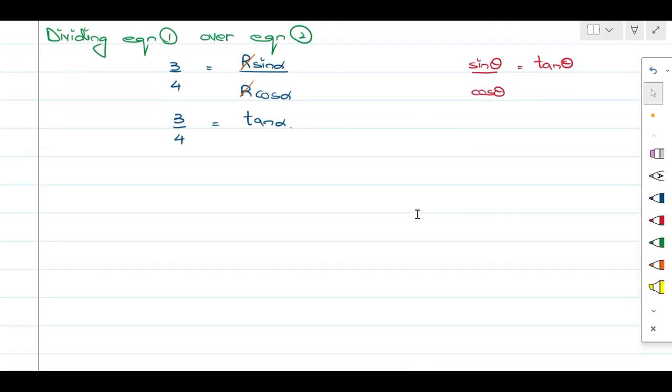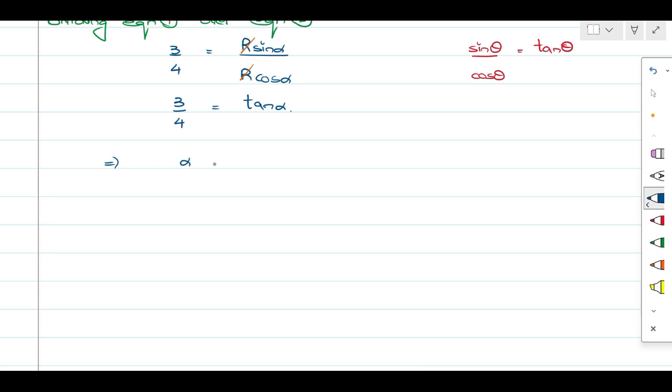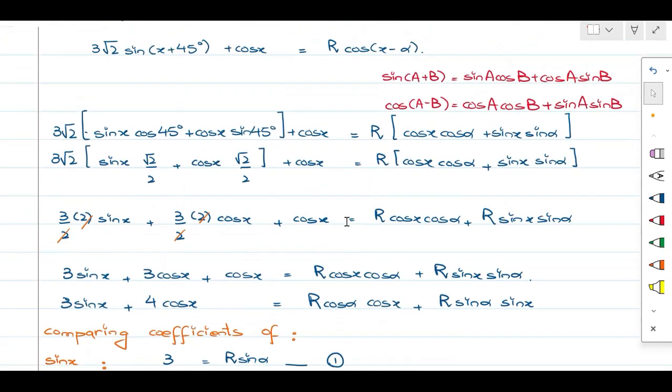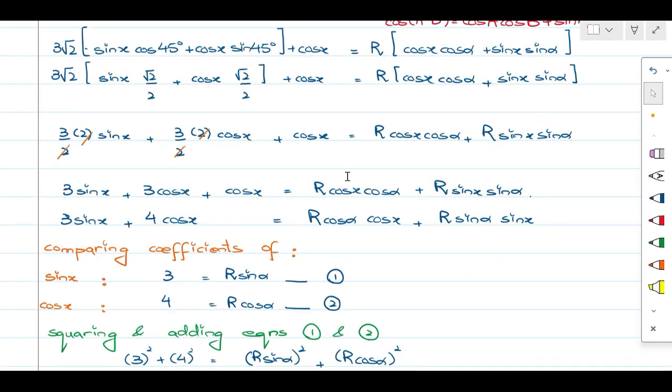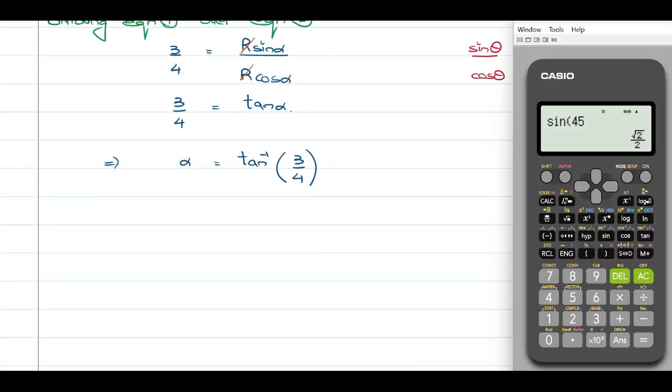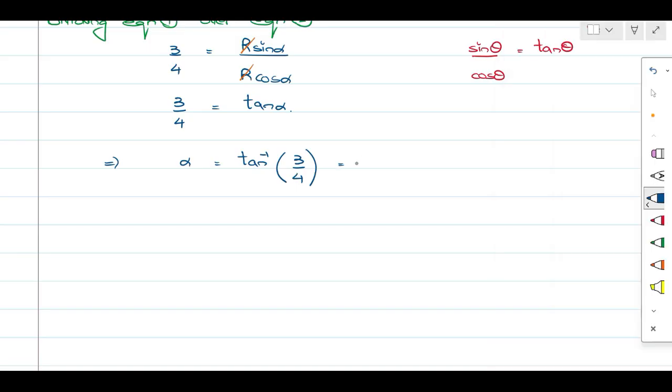Now we need to solve for the value of alpha. This implies alpha should be equal to tangent inverse of 3 by 4, and the alpha value must lie between 0 and 90 degrees, meaning in the first quadrant. Your calculator must be in degrees when you are calculating the value of alpha. My calculator is in degree mode. Now do tangent inverse of 3 by 4, that is equal to 36.86, rounded to 36.9 degrees. So from here we got alpha equal to 36.9 degrees.